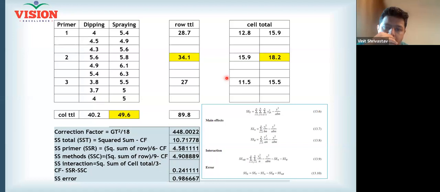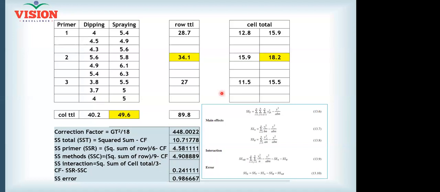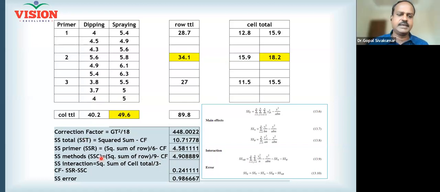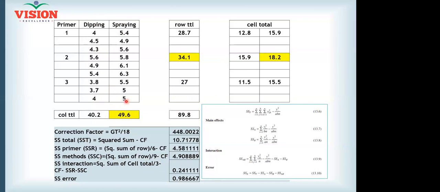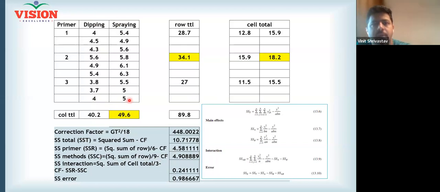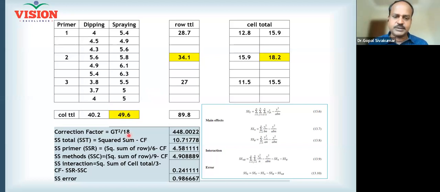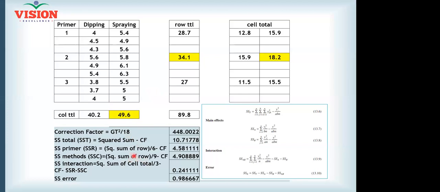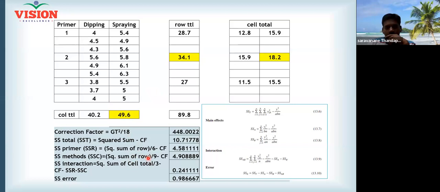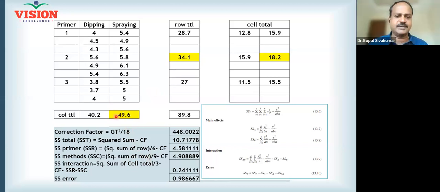Sir, for SSC, it should be the square sum of column, right? SSC, sum of squares for the column. You can also call it sum of squares for the methods. There are 2 methods, that's why there are 2 columns. But in the formula description, it is written row. That is the reason he's asking. You are right, it should be the squared sum of columns. Very good. Sorry, this is a mistake. Copy paste error, I forgot to edit.